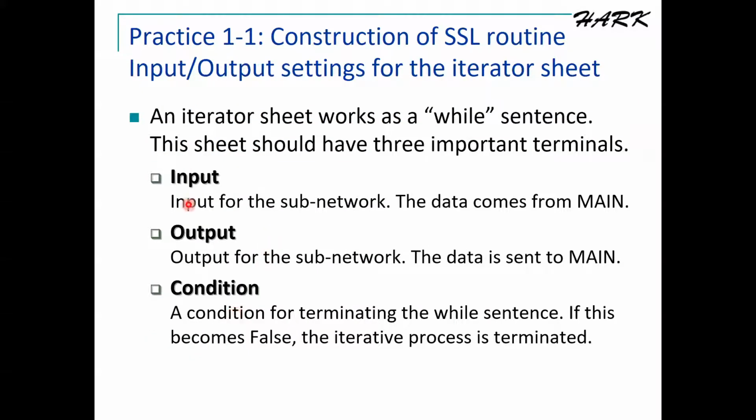That's all of the parameter settings, but another important thing in HARK is setting terminals. Especially in the case of the iterator sheet, these three terminals should be determined. Input for the subnetwork. It means the data comes from the main sheet. Output for the subnetwork. It means the data is sent to the main sheet. Condition. A condition for terminating the iteration. If this condition terminal becomes false, the iterative process is terminated.